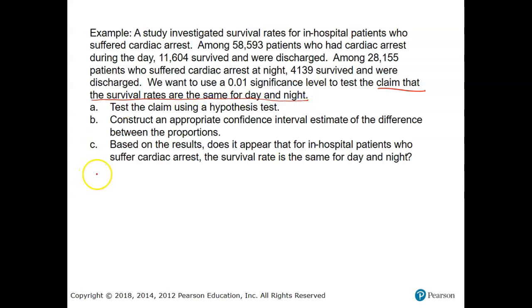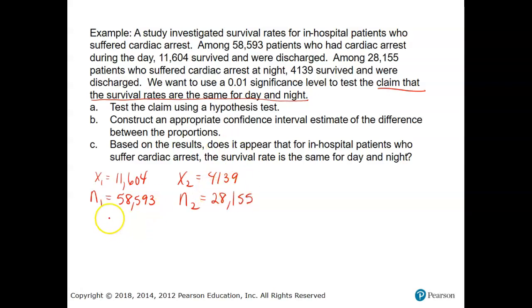Okay, so if we set this up, we're going to let X sub 1 be 11,604 and N sub 1 would be 58,593. X sub 2 would be 4139 and N sub 2 would be 28,155, and we have an alpha of 0.01. So we do need to set up our null and our alternative hypothesis. So if I do this, I'm going to have P1 equals P2, and we're testing the claim that the rates are the same, so there's no indication. So it would be does not equal.